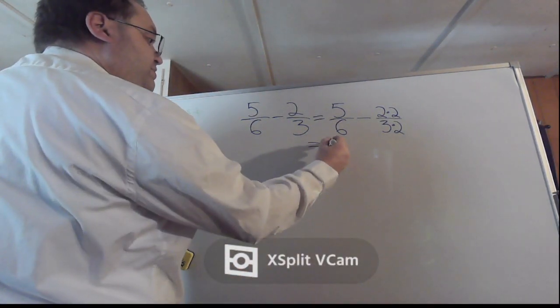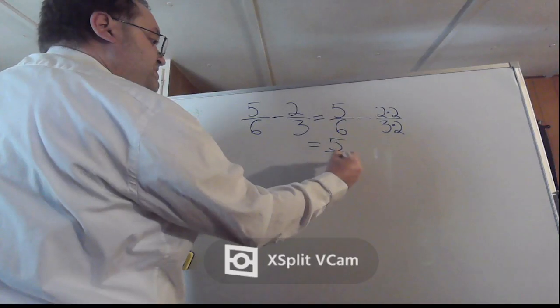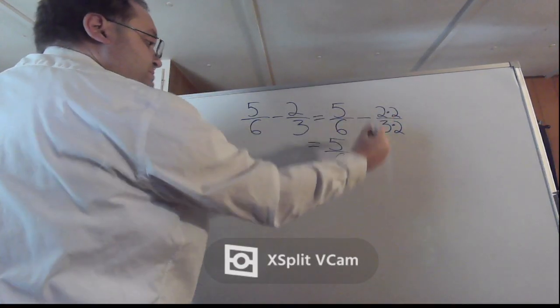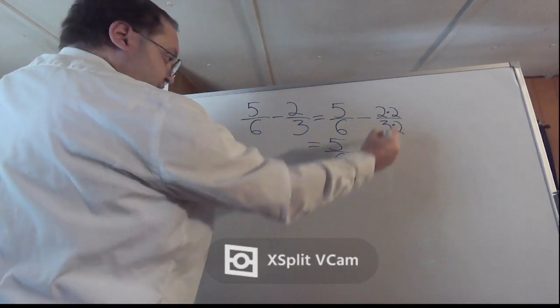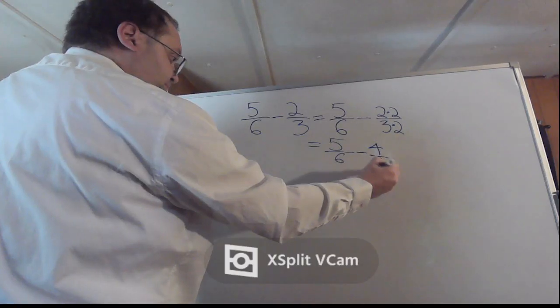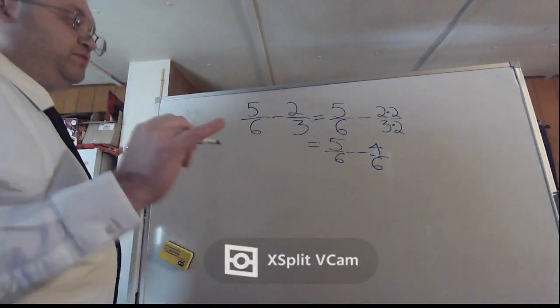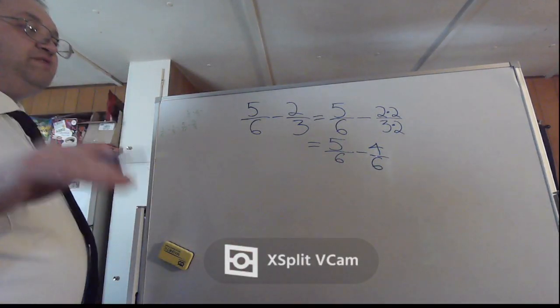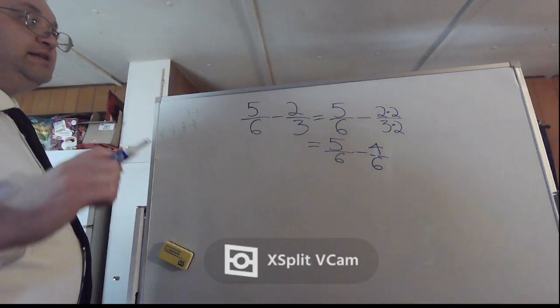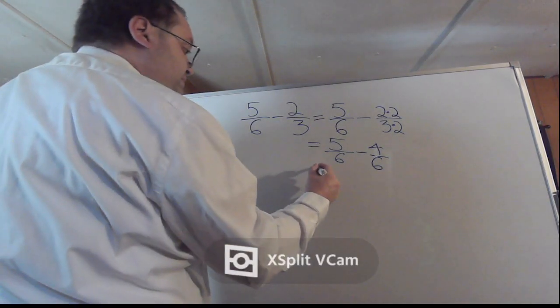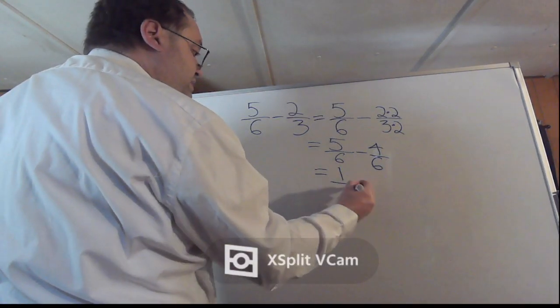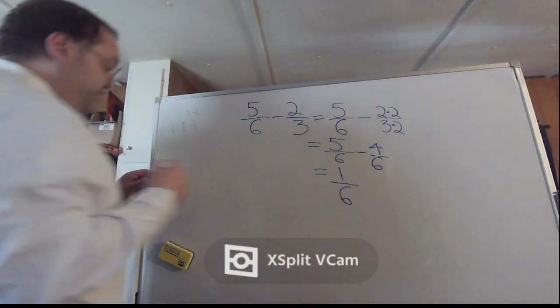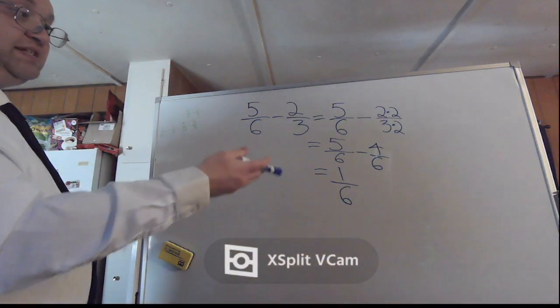So now you'll work through the multiplication. You'll have 5/6 minus 2 times 2 is 4, 3 times 2 is 6. So you'll have 5/6 minus 4/6. Since you have the same denominator now, you can go ahead and subtract. So 5 minus 4 is 1, and you have 1/6, and it can't factor any further, so 1/6 is your answer.